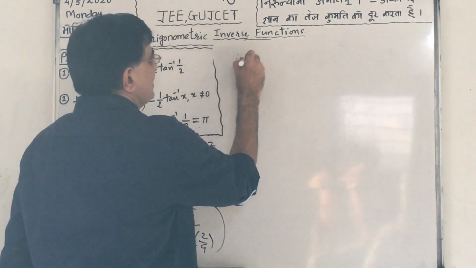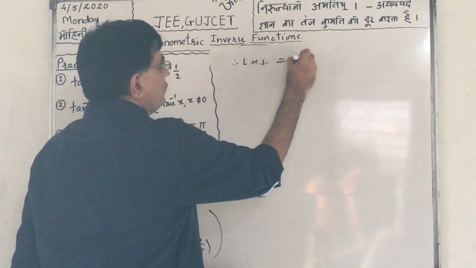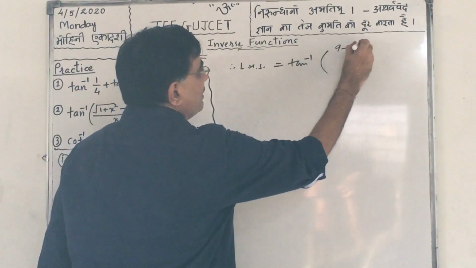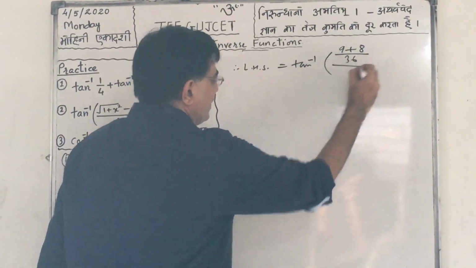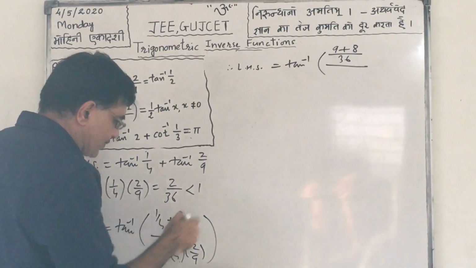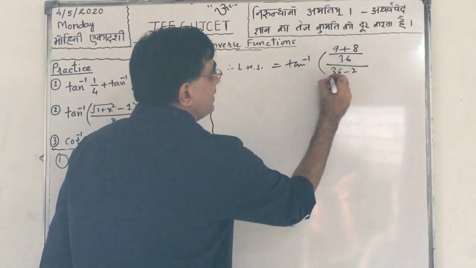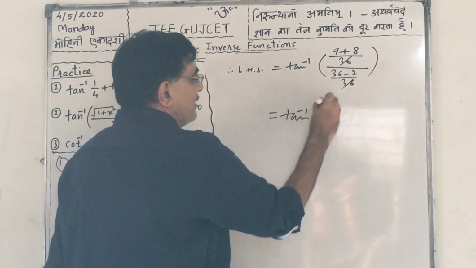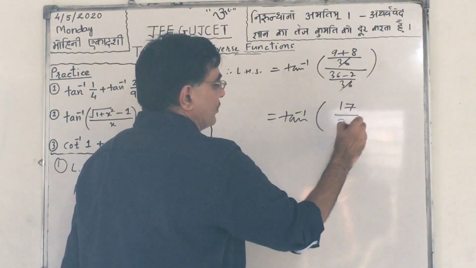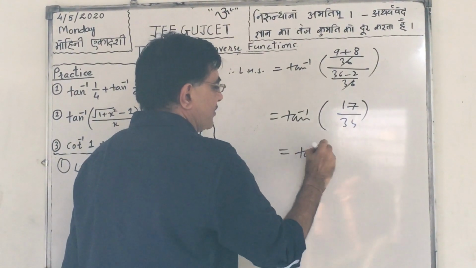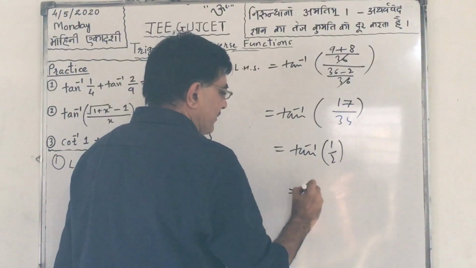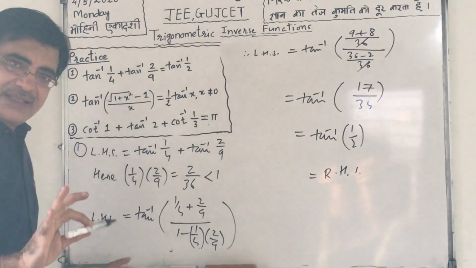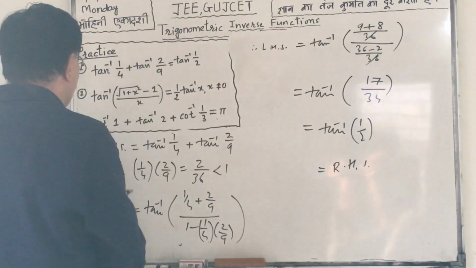Therefore LHS equals tan inverse of, taking LCM, (9 plus 8) upon 36, divided by (36 minus 2) upon 36, since 36 is my LCM. So this will be cancelled, and it will be equal to tan inverse of 17 upon 34. That is equal to tan inverse of 1 by 2, which is our RHS, right hand side. Thus proved. Easy. Now the second one.